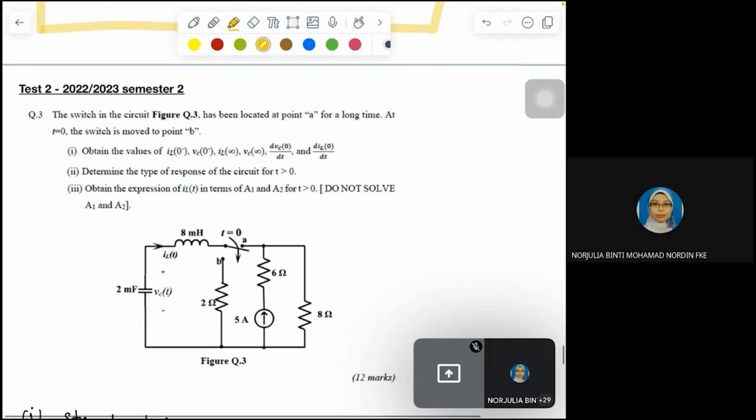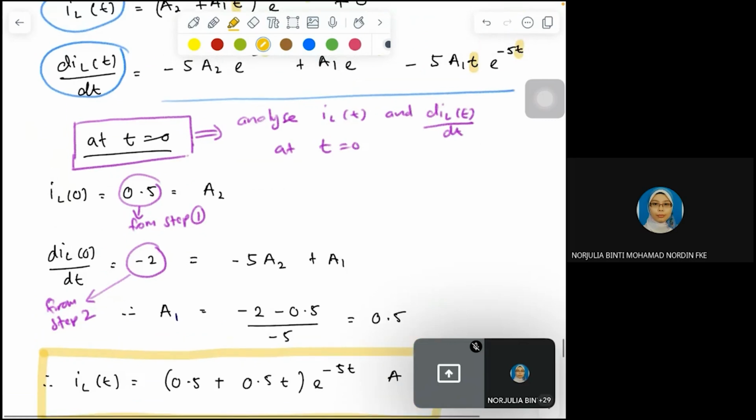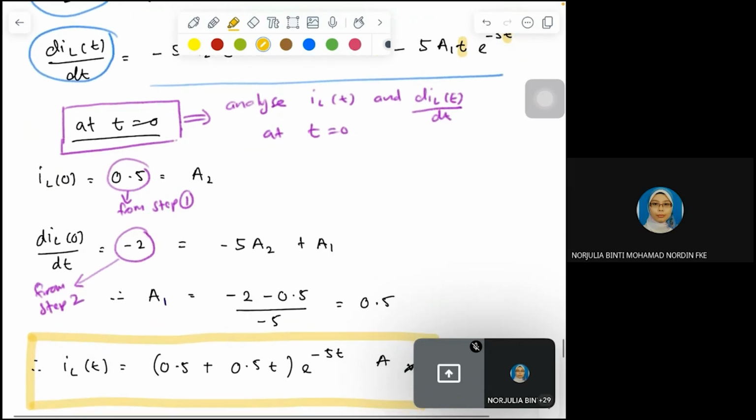Before I end the class, do you have any other question regarding second order or first order? No questions?